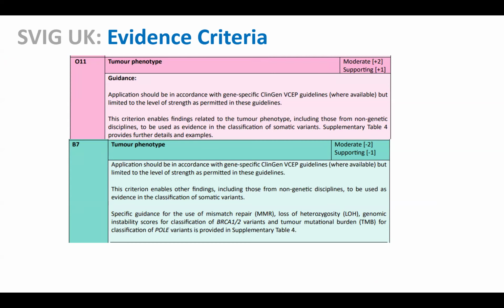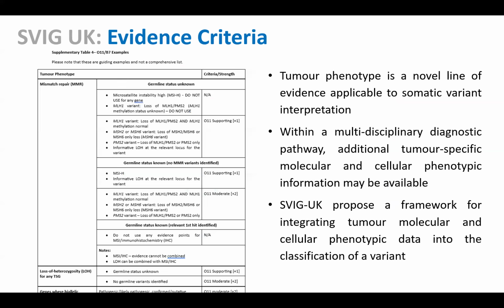O11, with the equivalent of P7, is one that doesn't exist to a similar effect in other guidelines. So this is trying to use all the tumor phenotype information in a way that can be used to give extra pieces of evidence. There are some examples that we provide in the supplementary part of the guidelines, like using microsatellite instability, using HRD phenotype, loss of heterozygosity of the gene, or other immunohistochemistry analysis. That doesn't always reflect necessarily a variant-specific impact, but can help point in the right direction.